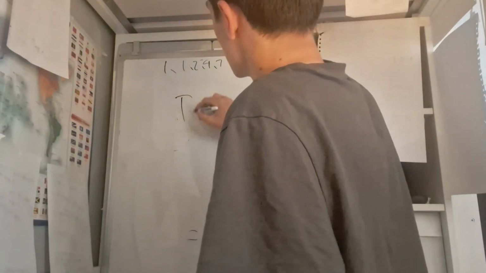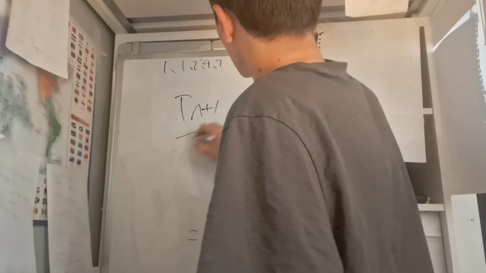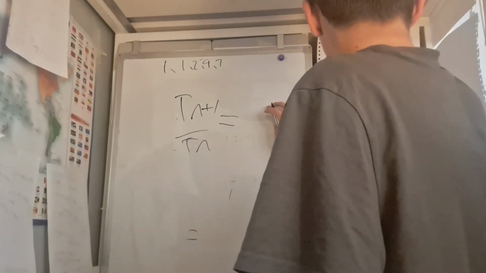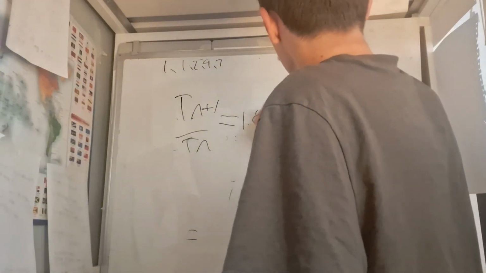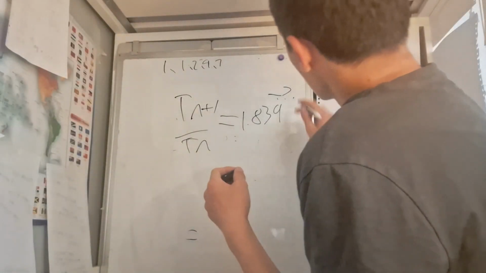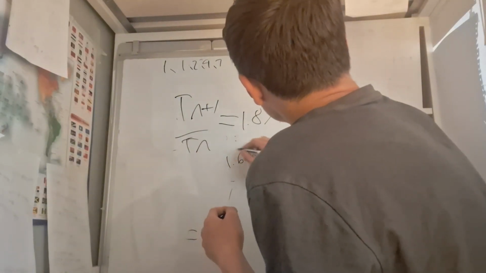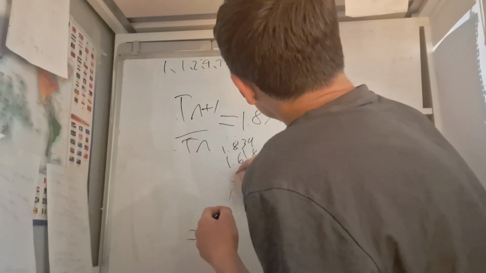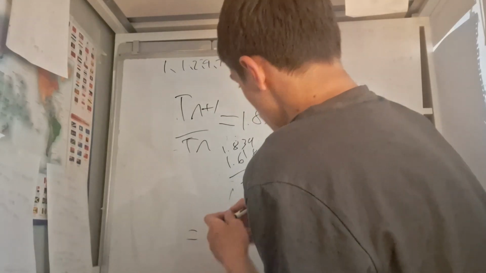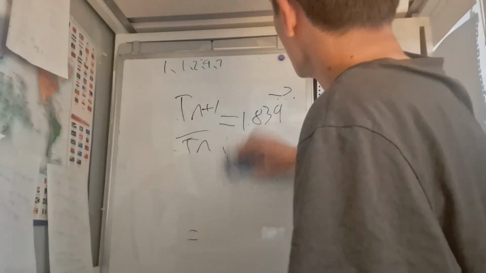This also has its own constant, which you could write, remember, we do T of n plus 1 over T of n, which equals, I think it's some 1.8 with some numbers. Yes, 1.839, there we go, I remember. And it continues. Sometimes you might find a secret pattern, I don't know.